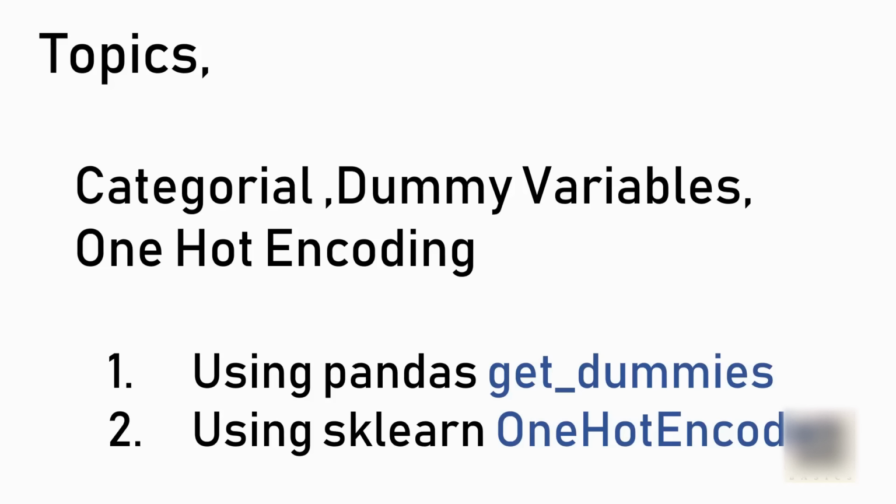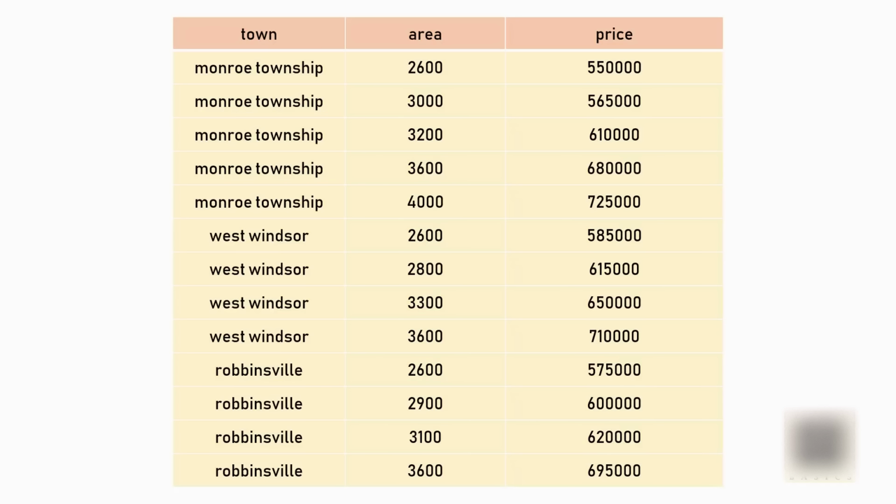We are going to continue our linear regression tutorial series with the discussion of categorical and dummy variables as well as one-hot encoding. As usual, I have home prices data here, but the thing that is different is this extra township column. Till now, we were trying to predict the home prices in my hometown, which is Monroe Township, but we want to expand this problem further to the nearby towns. That's why I have home prices data for West Windsor and Robbinsville towns.